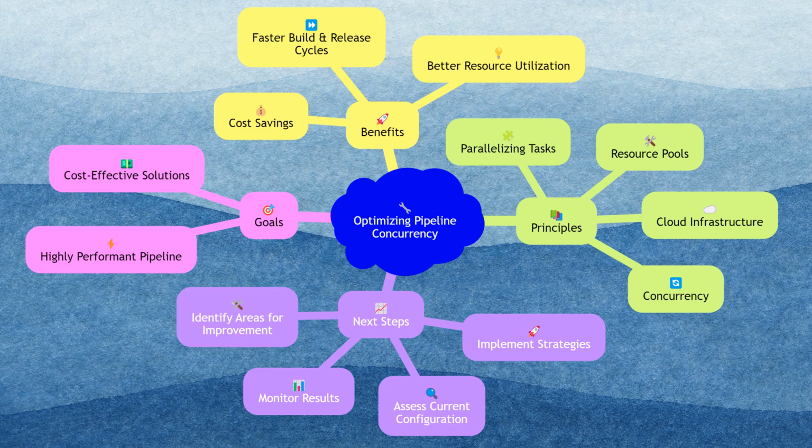As a next step, assess your current pipeline configuration and identify areas for improvement. Implement the strategies discussed in this presentation and monitor the results to ensure continuous optimization. With the right approach, you can achieve a highly performant and cost-effective DevOps pipeline.